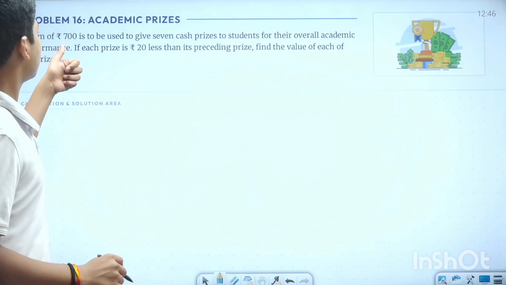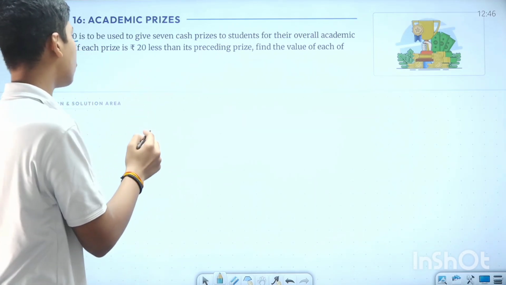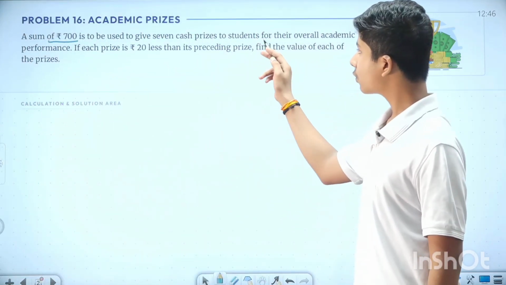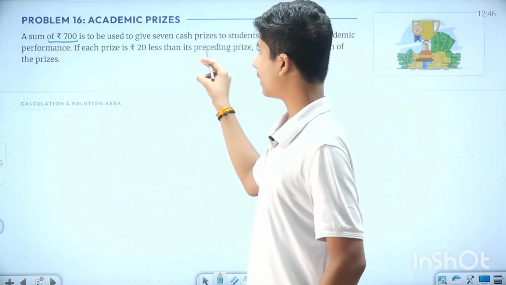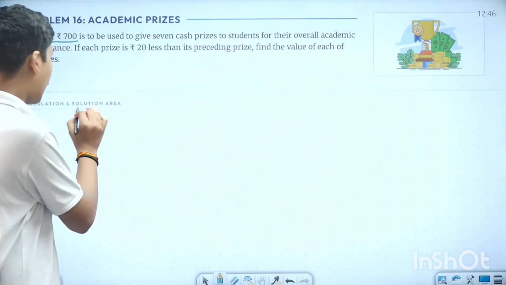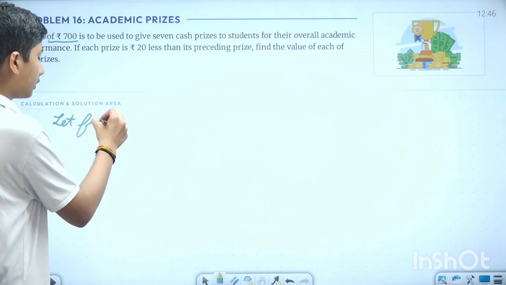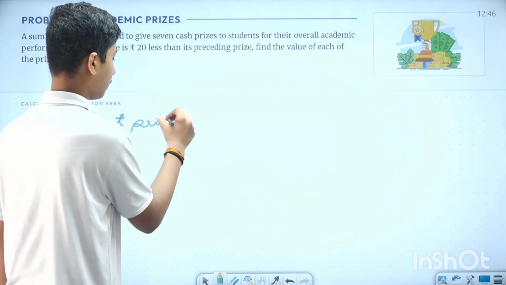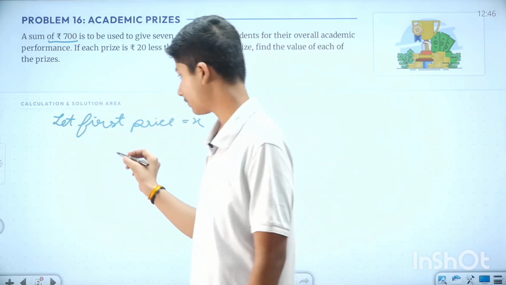Here, in our 16th question, it is given a sum of 700 rupees is to be used to give 7 cash prizes to students for their overall academic performance. If each prize is 20 less than its preceding prize. Okay, so let the highest prize be X. Let first prize equal to X. So the next one will be X minus 20.